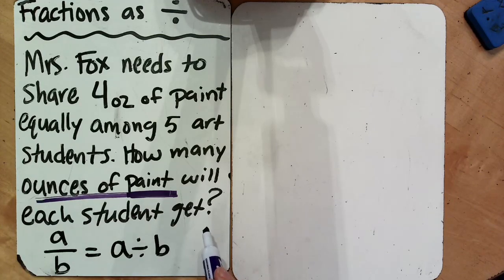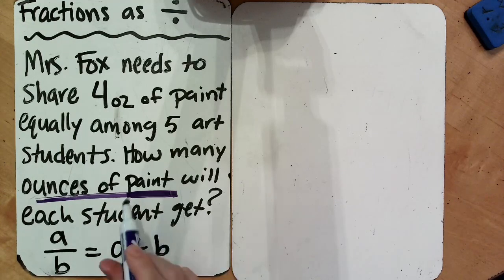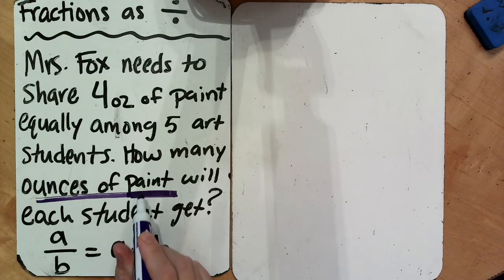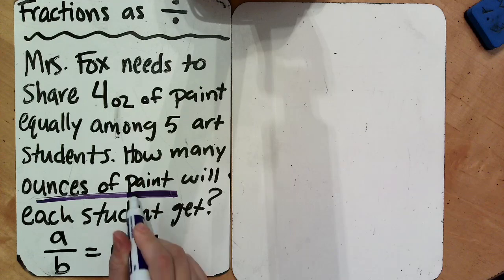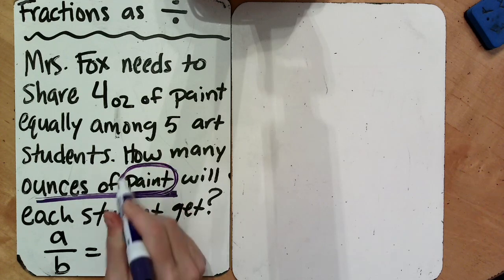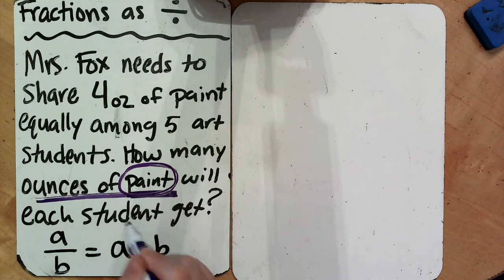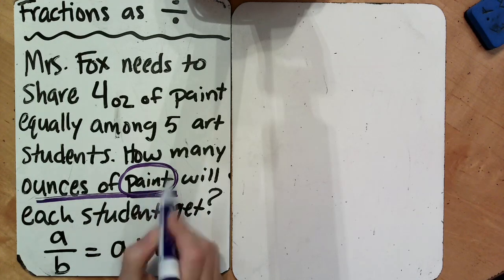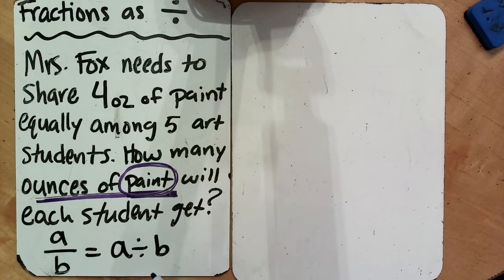And I always make this joke of we don't chop up children. We're not breaking apart the students. We're breaking apart the paint in this problem because it says how many ounces of paint. If it was flip-flopped and it talked about the students, then that would be a different story. But in this case, we're working with the paint.